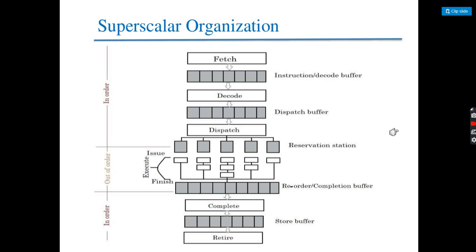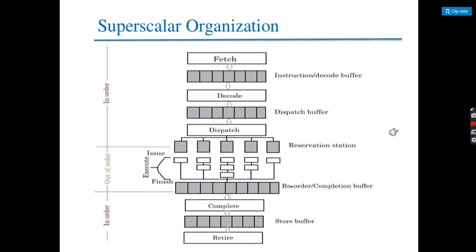Its first phase is fetch. After fetching, we have one buffer where we can fetch two or more instructions simultaneously, and we can buffer, or pipeline, those instructions into that buffer. After that, decode. After decoding the instructions will move into the dispatch buffer. Dispatch buffer means instructions are already decoded and ready to dispatch.